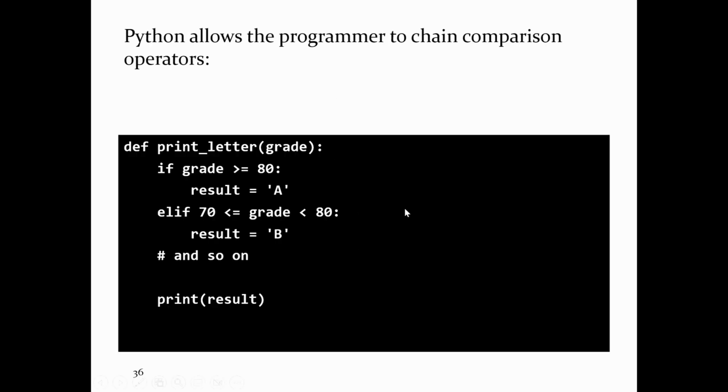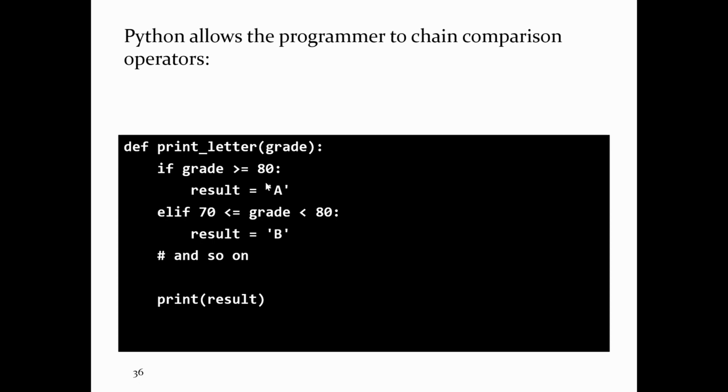This is another big difference between Python and Java. In Python, you can chain comparisons. So here's a method that takes in your grade as a number and converts it to a letter grade. I don't do all of the Queen's letter grades, A plus, A minus, and all that sort of stuff, because it doesn't fit on the slide.